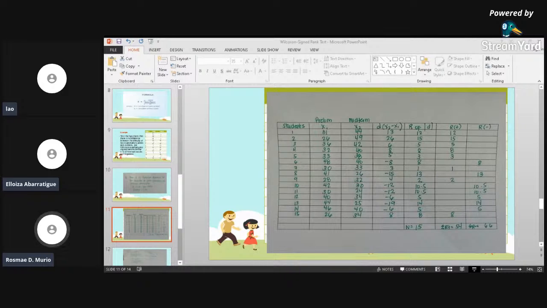So, dahil tatlo sila, so 3 plus 4 plus 5 is 12. So, i-add po natin yung tatlo. Then, dahil nga tatlong 6 po ang nakikita natin, so i-divide po natin siya sa 3. So, ang result po is number 4. So, ang ilalagay po natin sa ranking, sa tatlong 6 na po iyon, ay number 4 po ang ilalagay natin sa ranking. Tatlo po iyon. So, next po, ay proceed po tayo from the rank 7.